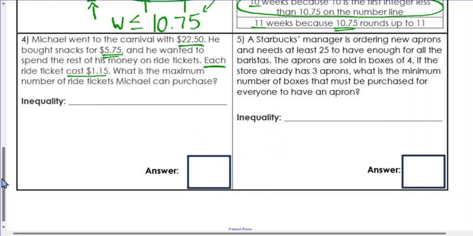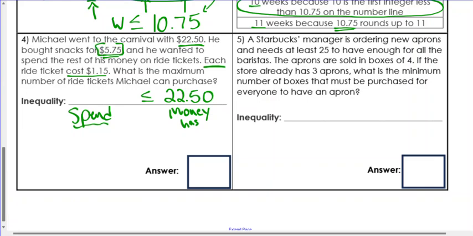Okay, so we can't spend more than $22.50. Actually, I'm going to start with that on the right side. I'm going to say that's the amount of money that he has to start, and whatever he's going to spend, it's got to be less than or equal to that amount. The money that he spends can't be more than the money that he has. So now we just have to figure out how we're going to represent the money that he's spending.